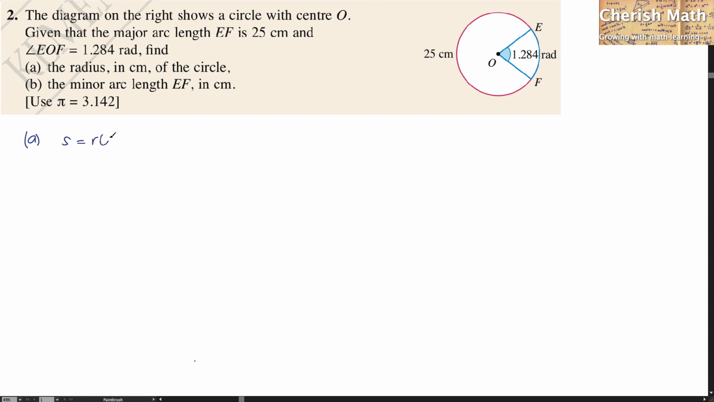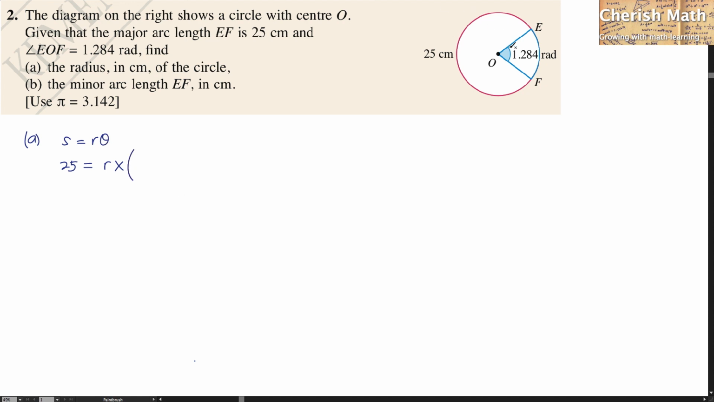For part A, the same thing that I'm going to use is S equal to R theta. S stands for the arc, R stands for the radius, and theta stands for the angle in radians. Since the given arc here for EF, the larger one, is 25, I'm going to substitute here, and that is equal to the radius times the radian, which is the angle here.